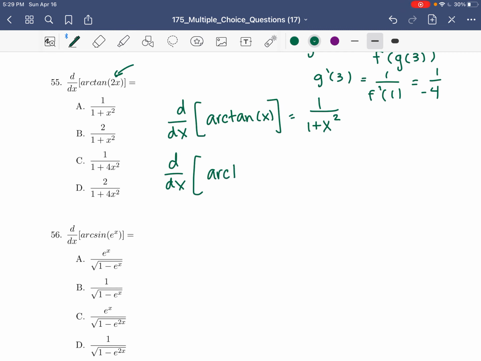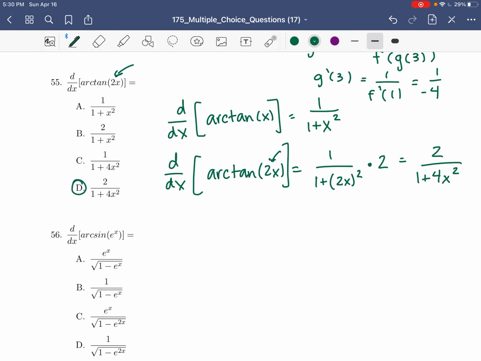derivative of arctan 2x is just going to be 1 over 1 plus, replace the x with 2x squared, and then because of chain rule we have to multiply it by the derivative of 2x, which is 2. And then I want you to simplify a little bit, so 2 over 1 plus 2x squared is 4x squared. So the answer here is D. You would just have to memorize that arctan derivative.